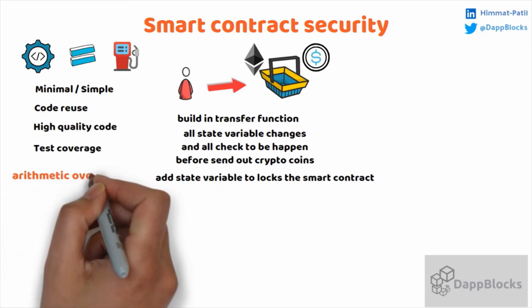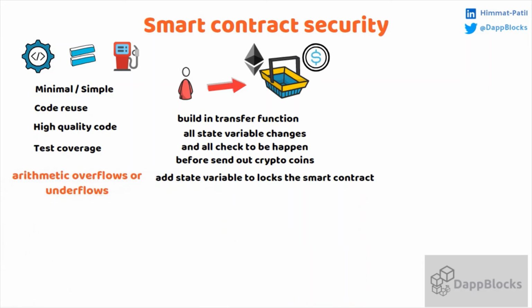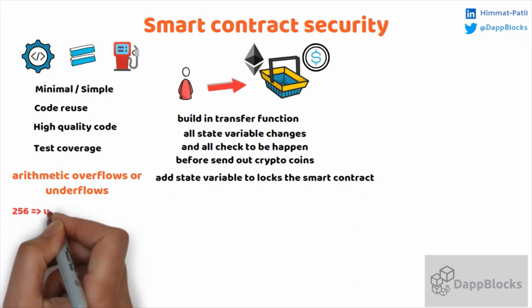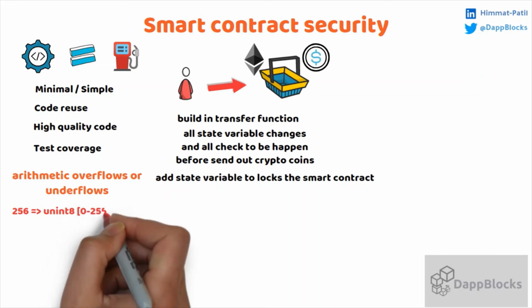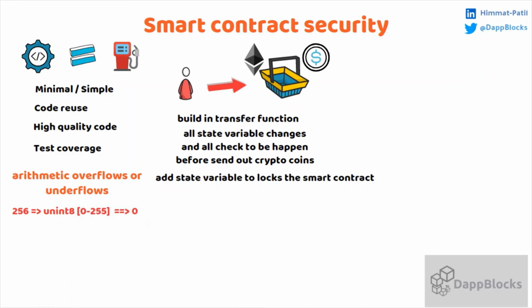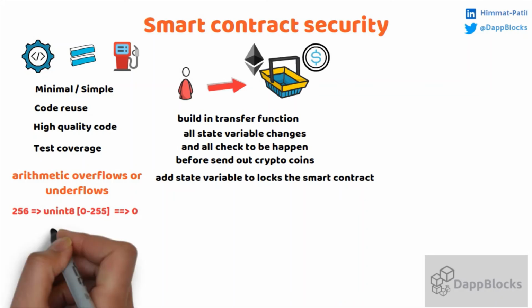Second type of risk, mathematical or arithmetic overflow or underflow. Overflow or underflow happens when an operation is performed that requires a fixed size variable to store a number. For example, trying to store 256 into uint8 will result in 0. So what can we do to prevent this and other arithmetic issues? Use built-in mathematical libraries, for example SafeMath.